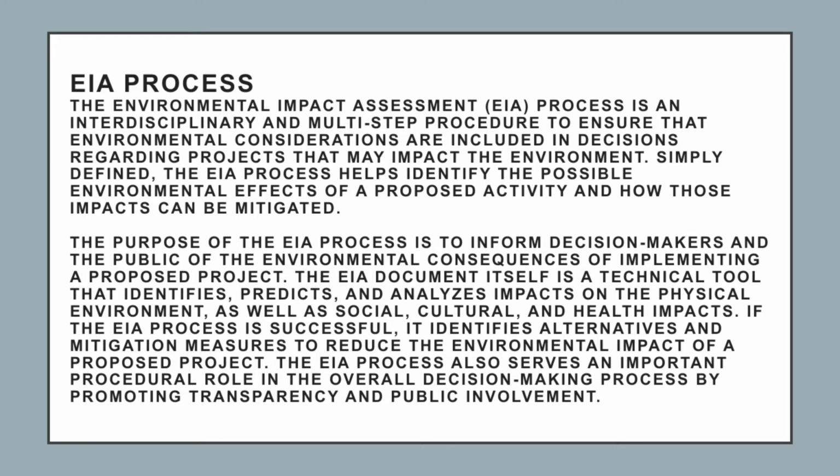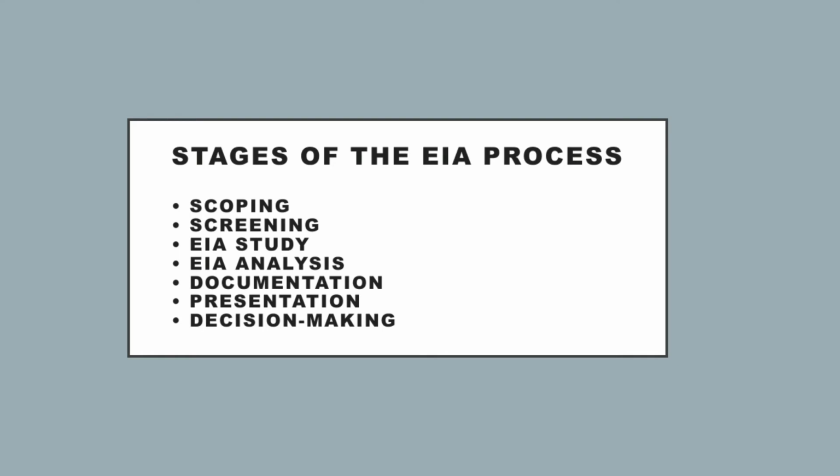The EIA document itself is a technical tool that identifies, predicts, and analyzes impacts on the physical environment, as well as social, cultural, and health impacts. If the EIA process is successful, it identifies alternatives and mitigation measures to reduce the environmental impact of a proposed project. The EIA process also serves an important procedural role in the overall decision-making process by promoting transparency and public involvement. Stages of the EIA process: scoping, screening, EIA study, EIA analysis, documentation, presentation, decision-making.